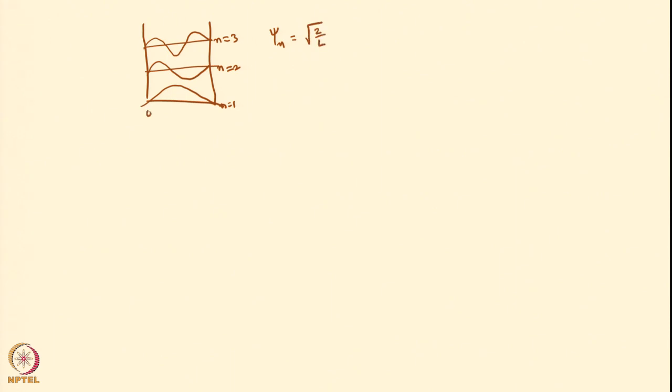Okay. To begin with, I will start with a particle in a box. For n equal to 1, we will have a wave function like this, then n equal to 2, we will have a wave function something like that, and n equal to 3 we will have a wave function something like that. And the wave function psi n is given by root 2 by L, by the way this is 0 and this is L, where capital L is the length of the box.